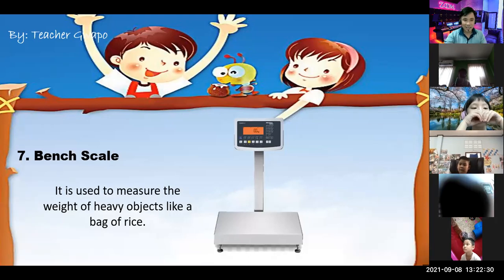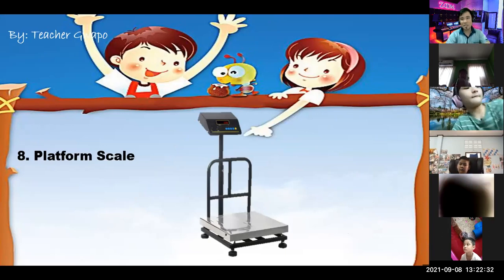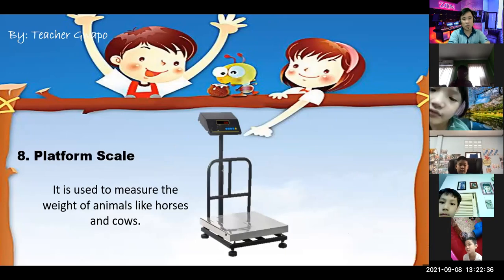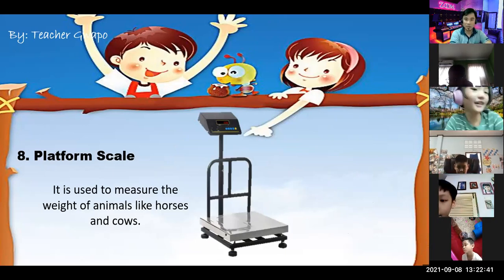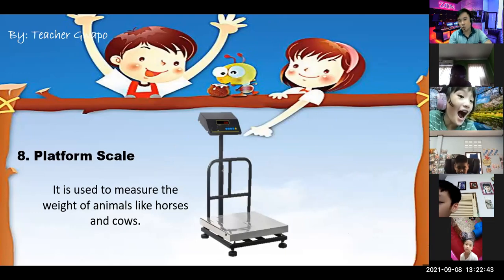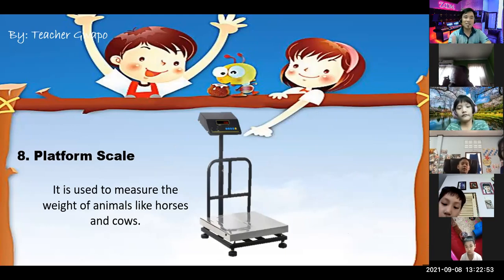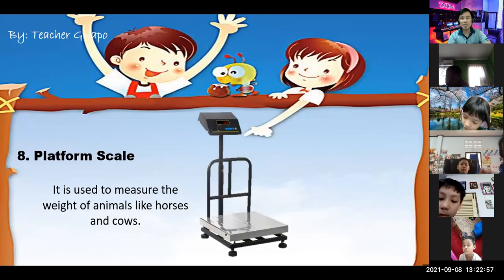Okay. Number 8, platform scale. It is used to measure the weight of animals like horses and cows. So if they want to measure the weight of animals like horses, cows, goat, pig, any animals, they use platform scale. Again, platform scale.